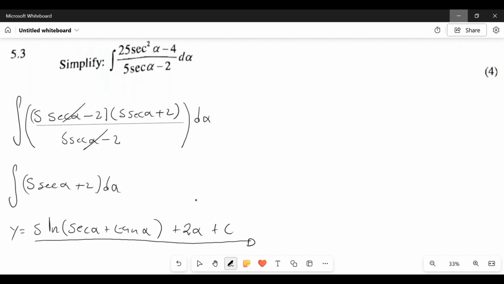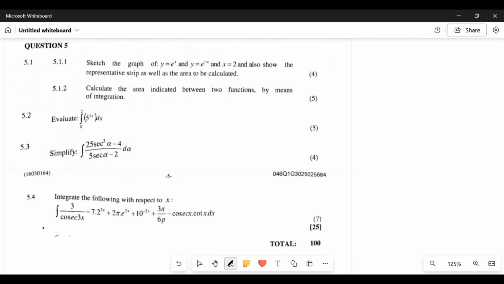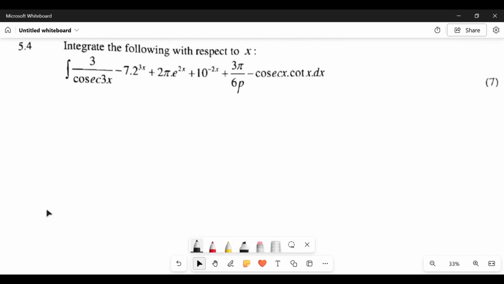Guys, we are done with 5.3. Let's do the last question, which is 5.4. Now let's look at 5.4. We're going to copy the whole of 5.4 and paste it where there is space, and then we solve it. Alright guys, here is our 5.4.